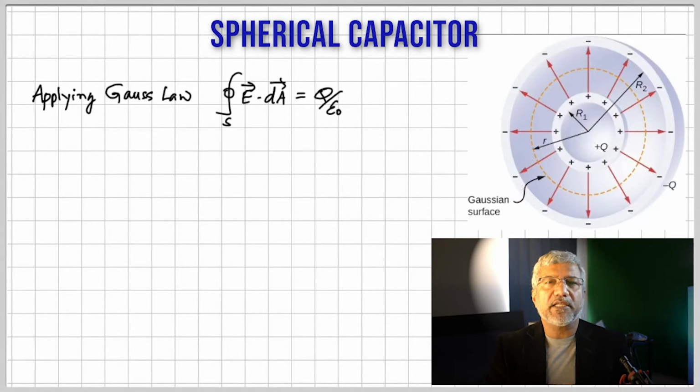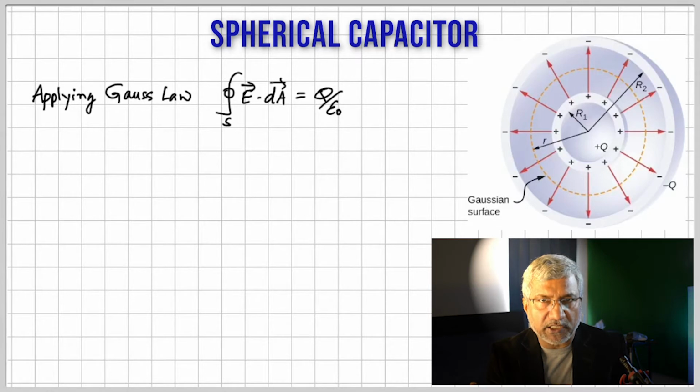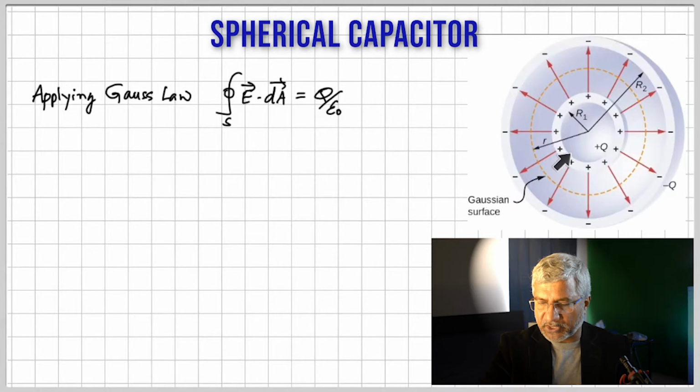In order to find the capacitance, let's assume a Gaussian surface as shown here, a spherical Gaussian surface of radius little r. And when we apply Gauss's law, we know the closed surface integral of E dot dA is equal to 1 by epsilon naught times the charge within the surface. And if this is the Gaussian surface, the charge inside that surface is plus Q. So that's why on the right side we have Q by epsilon naught.